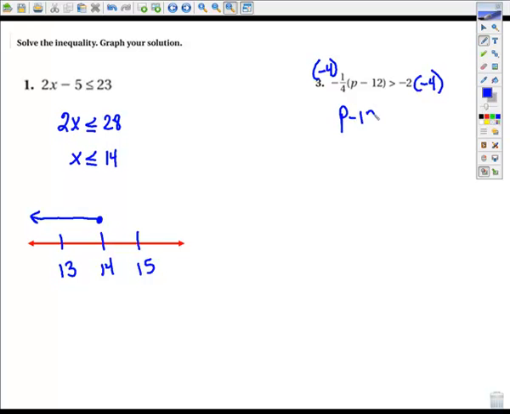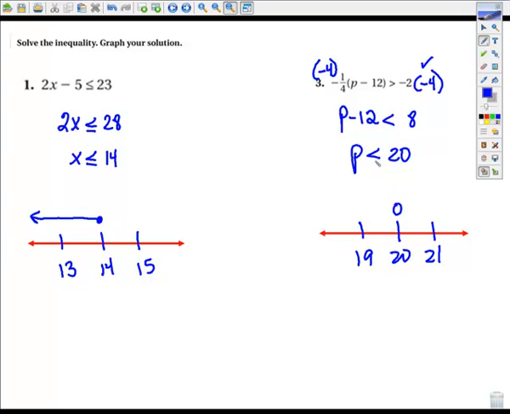So I end up with p minus 12 because it unlocks the quantity, and I end up with a positive 8 over here. But I did multiply by the negative, so I flipped the sign. So it's actually less than. I'll add 12 and I end up with p is less than 20. So when I draw this one out, I'll put down 19, 20, and 21. It's open circle because it's only less than, and again, I'm shading this to the left.